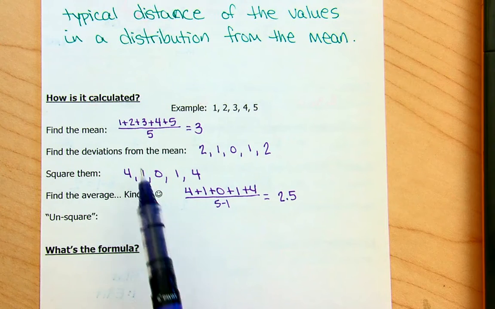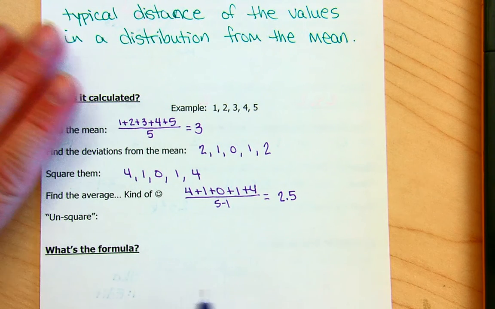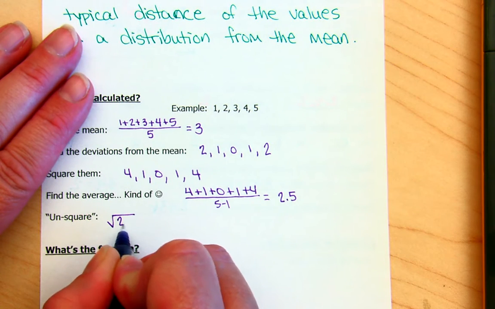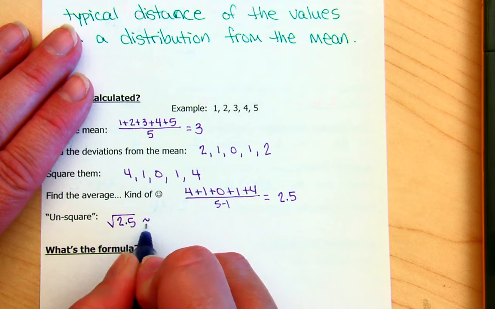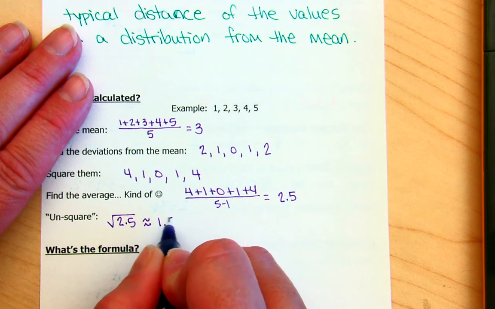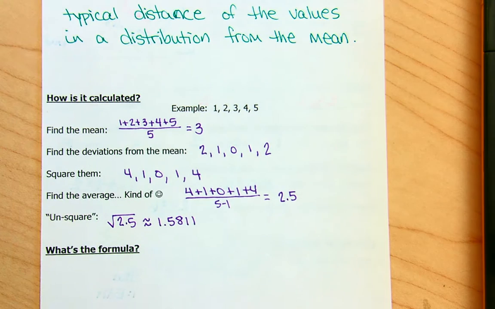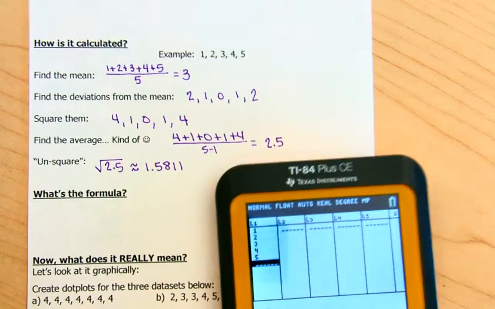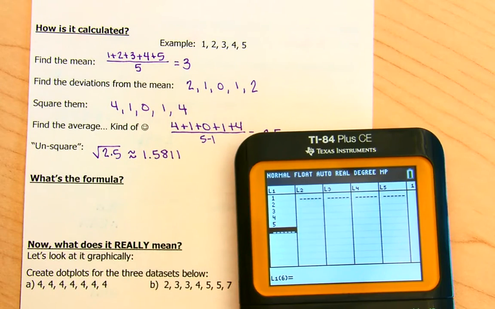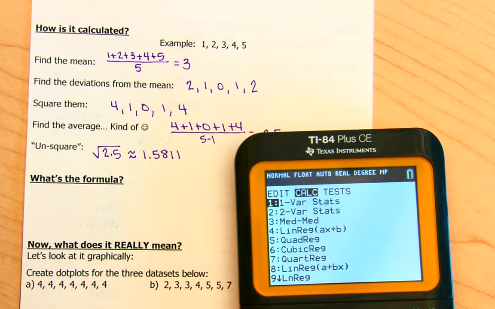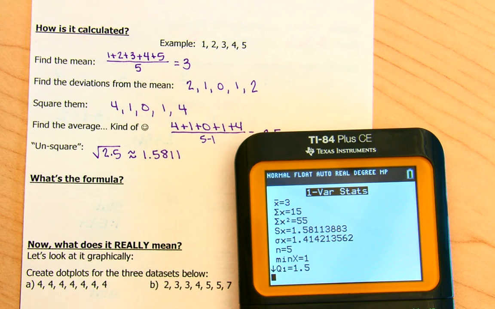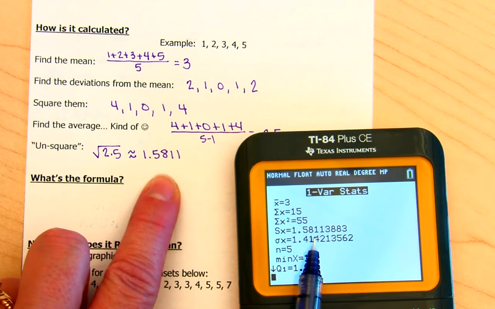And then since we squared it here, we want to go back to our same unit, so we unsquare it, so we take the square root, which comes out to approximately 1.5811. So we can see, if I put those numbers into my list, and I did stat calc 1 bar stats, this is the number I get for my standard deviation.